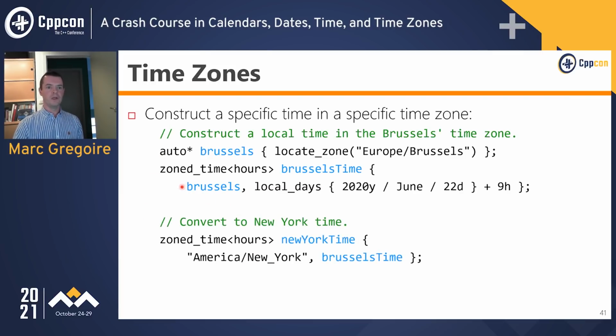And of course, zoned times can be converted between different time zones. So here I'm converting my Brussels time to the time in New York.